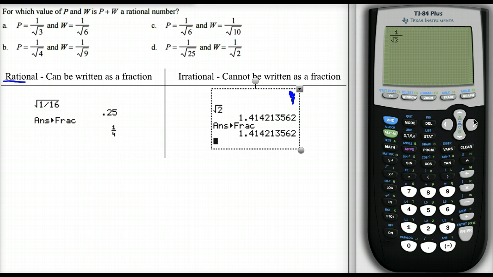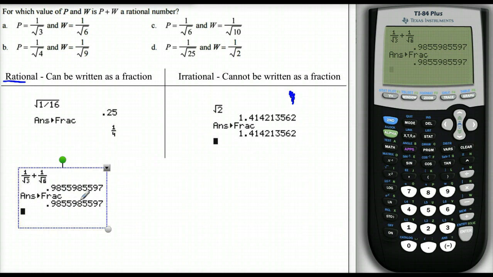1 over radical 3, plus w is 1 over radical 6. 1 math, okay, radical 6. And then I get this number. And I could go ahead and try it, right? I might try to math frac this thing, and it doesn't convert. So I know that this one is irrational. And I'm just going to write it right there. Irrational. My pen's working kind of funny right now.